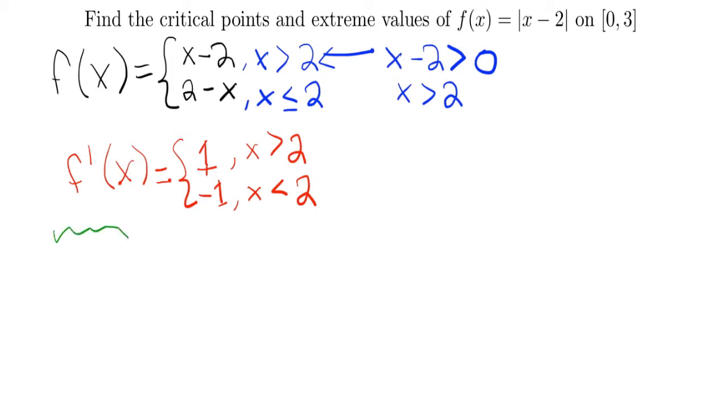So, well, that right there gives us our first critical point. Because remember that the critical points are all the values where the derivative is either 0 or does not exist. So x equals 2 is our critical point. Now, where does the derivative equal 0? There isn't any place, because it either equals 1 or negative 1. So our only critical point is 2.